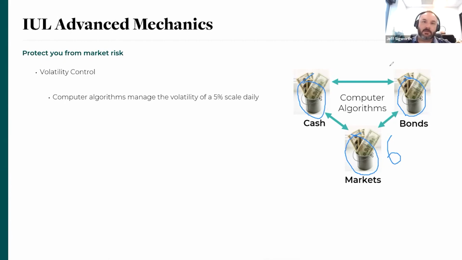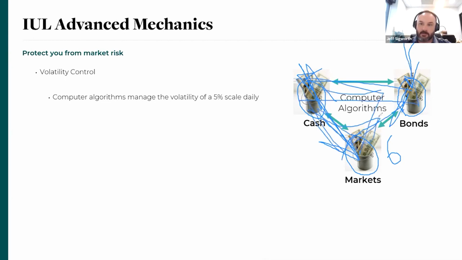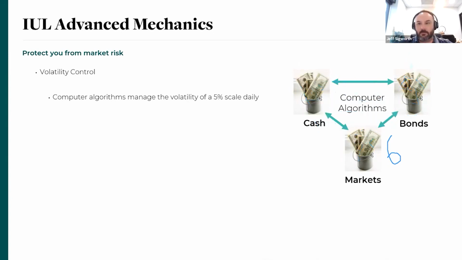But what happens is the money typically comes in and goes to bonds. When those bonds are matured, they go to cash, and they like these sectors of the markets, and if markets are bad, we got to go to bonds. More money comes in, goes to cash because markets are down, and they rebalance based on computer algorithms every single day. Now, what it looks like to somebody, it looks like this.